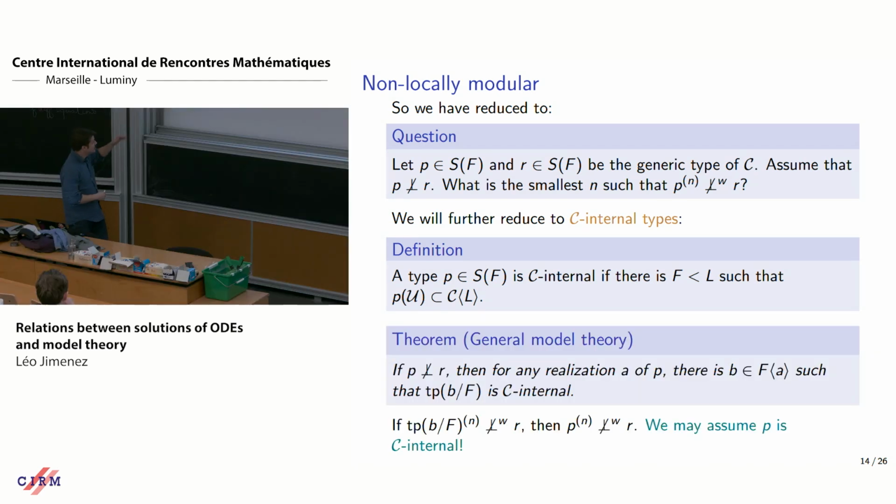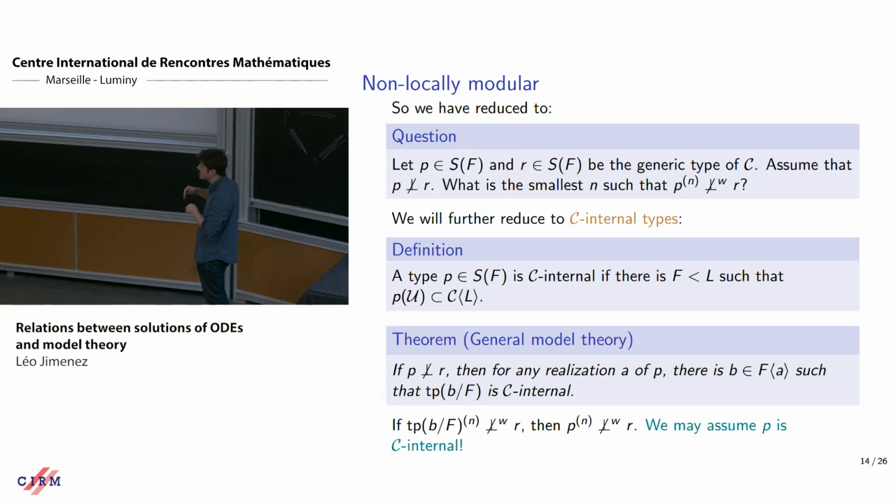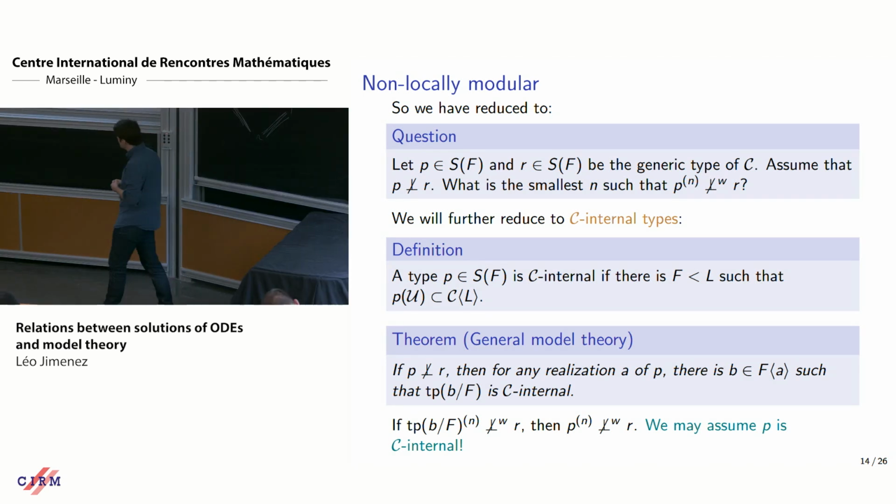Okay, so again, a general model theoretical fact here. If P is non-orthogonal to R, then for any realization A of P, there is some B in the differential field generated by A and F, such that the type of B is C internal. Okay, so now I'm reducing to C internal types, right? Because B is in that field, if I can find some relation with that B, I can find it with A too, right? Because B is just some differential polynomial in A, right? Okay, so now we can also assume that P is C internal.